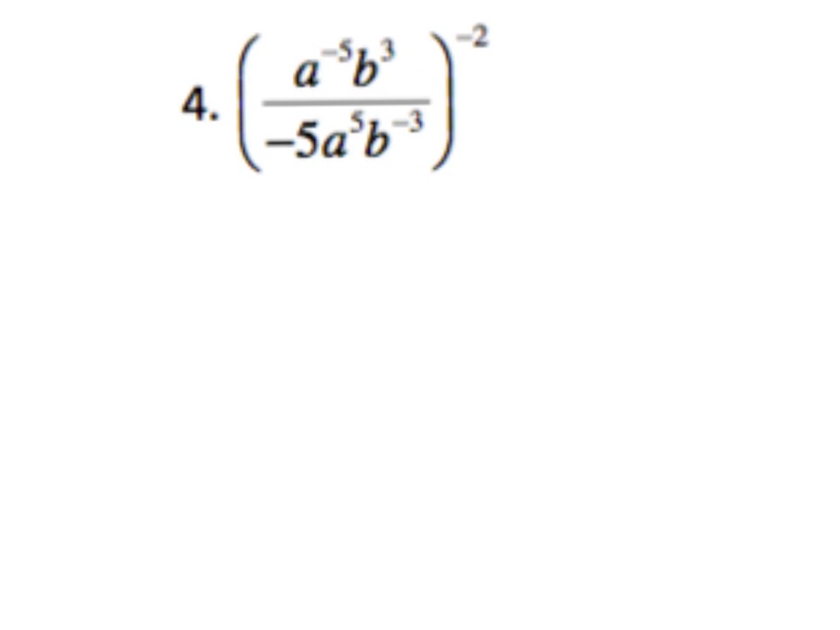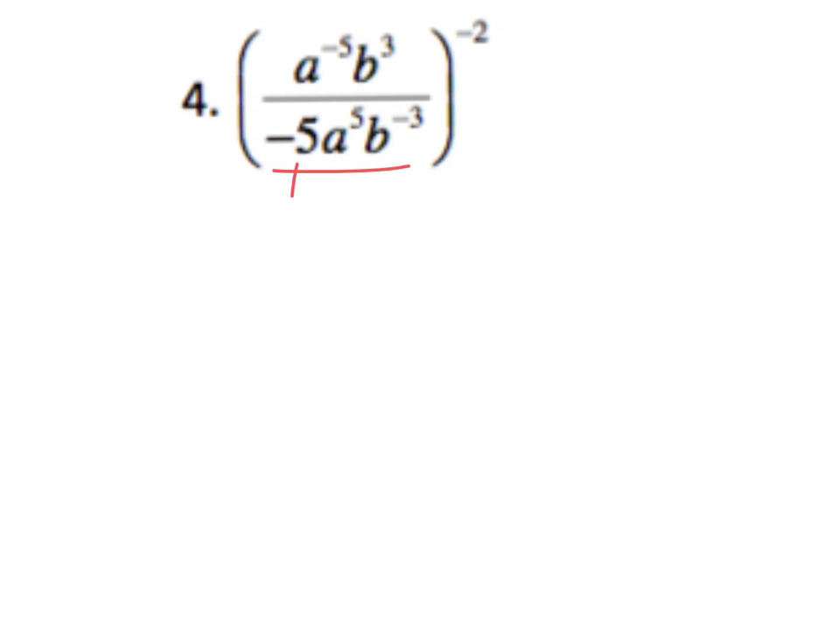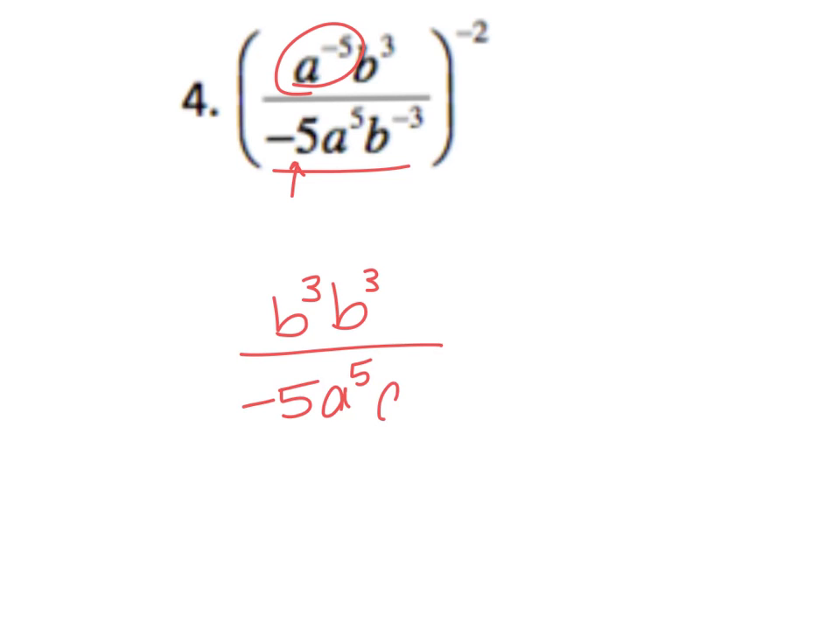And last but not least, again, simplify inside first. Big thing, negative numbers, perfectly fine. Leave them where they are. So that negative 5 is going to stay on the bottom. Okay, a to the 5th is going to stay on the bottom. B to the 3rd will move up to the top and stay with that other b to the 3rd, but this a to the 5th needs to move down to the bottom. Okay, so inside I have b to the 6th over negative 5, a to the 10th.